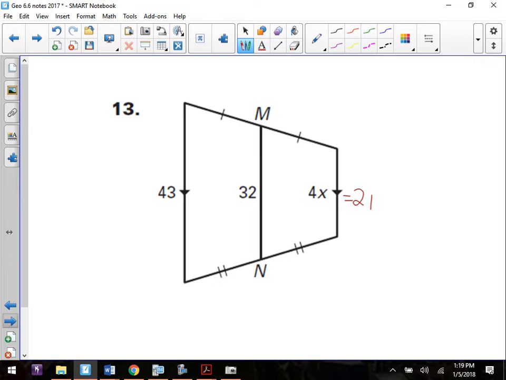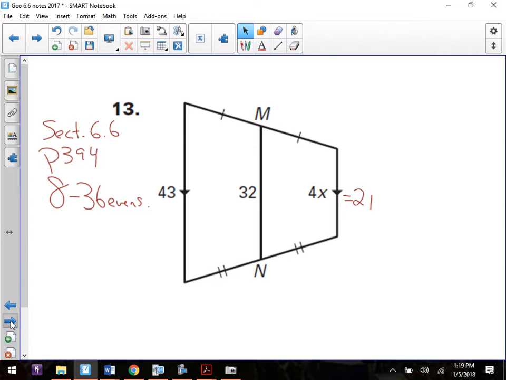Homework-wise, it's in section 6.6. I believe it's page 394. I think the only screwball-ish one out of all those is actually 36. It's making you bisect one of the angles, and then you have to use triangle sum. How many degrees are inside of a triangle? Really all there is to that one.